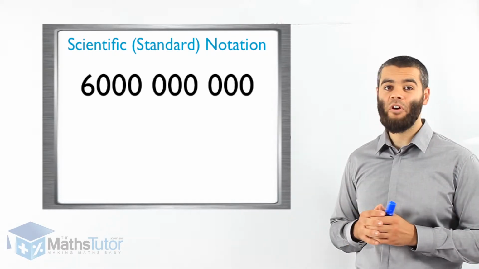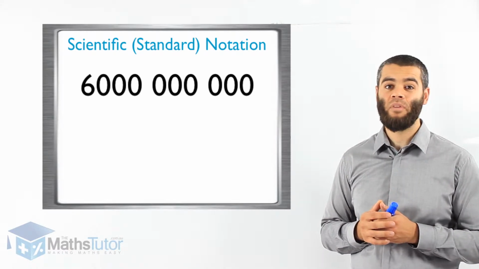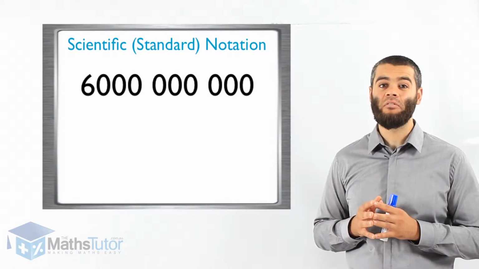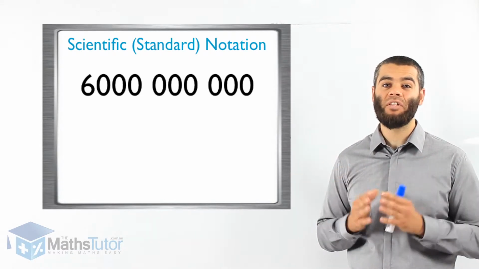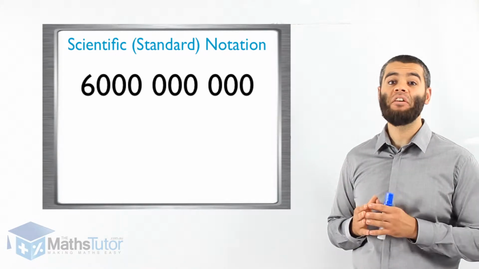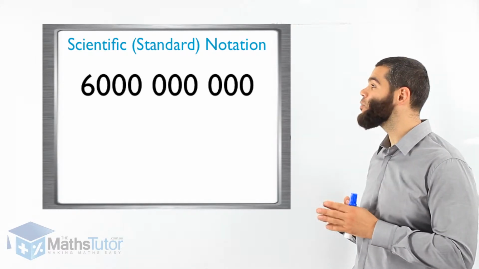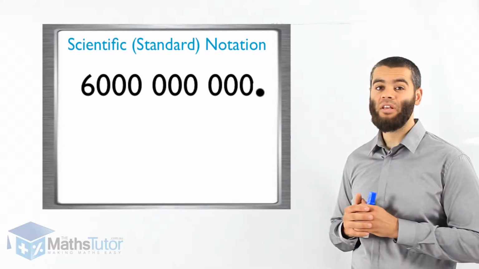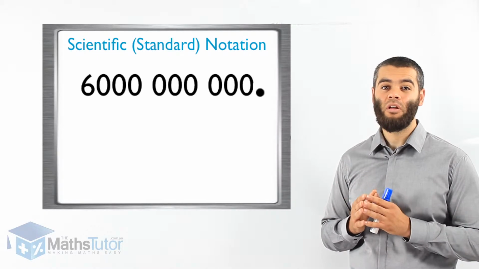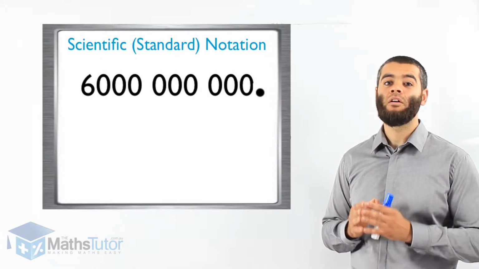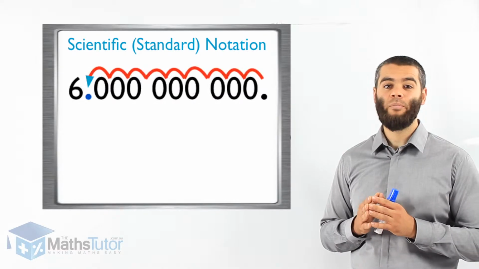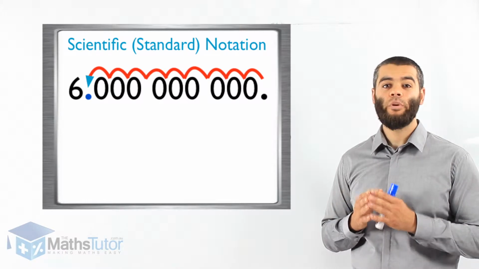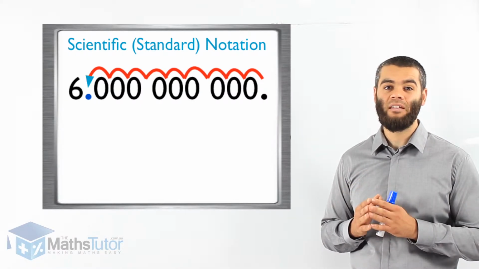Basically, looking at the theory first before we do some practical examples. 6 billion has a 6 and 9 zeros. How do we write that in scientific notation? We look for the decimal point. Where is the decimal point in 6 billion? The decimal point is right at the end, at the last zero. 6 billion point. What do we do with that point? We grab the point and we move the point to make a number between 1 and 10.